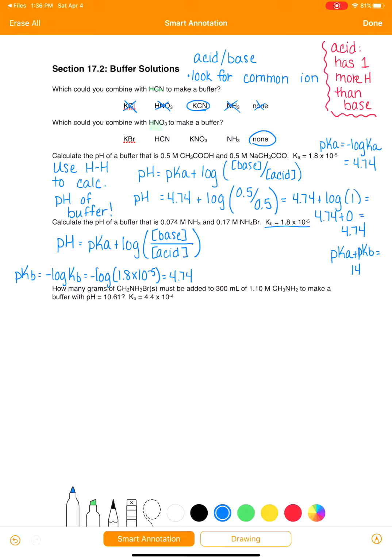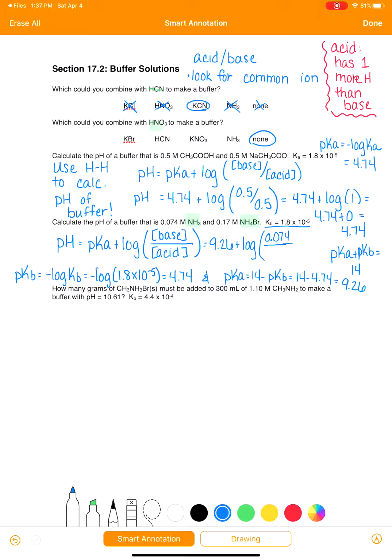pKa plus pKb is 14. So pKa is 14 minus the pKb, which is 14 minus 4.74, which is 9.26. So our pKa is 9.26. We're ready to plug in the concentrations of the base and the acid. Let's look at our formulas. NH3 has 3 hydrogens. NH4Br has 4 hydrogens. The acid is the one that has the most hydrogens. NH3 is our base.